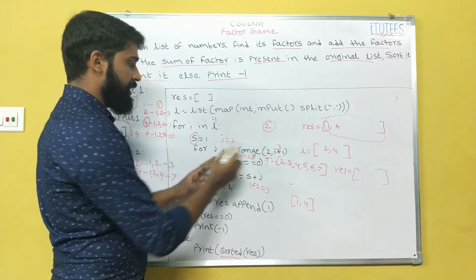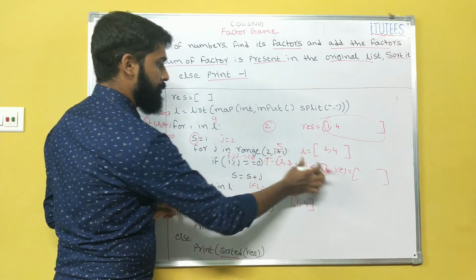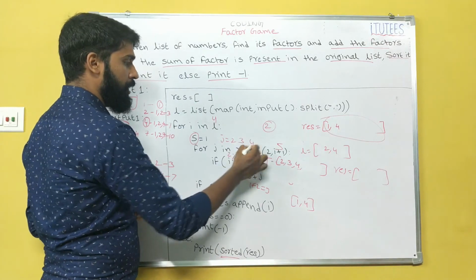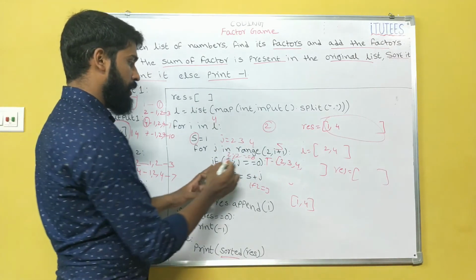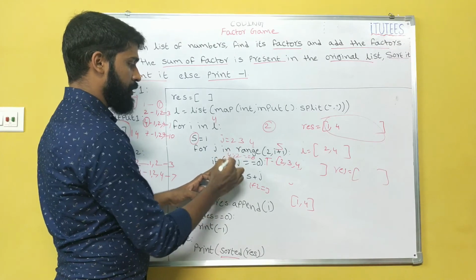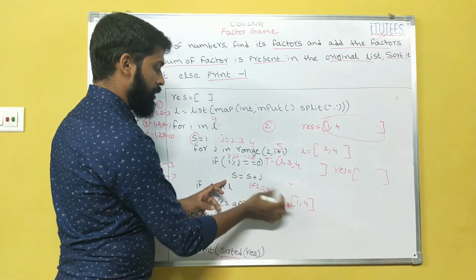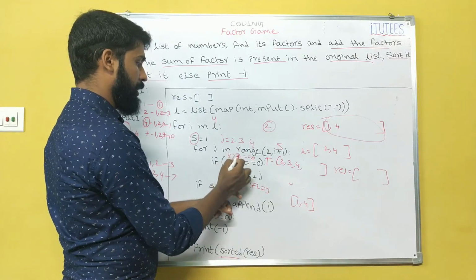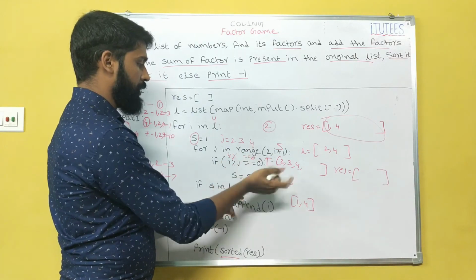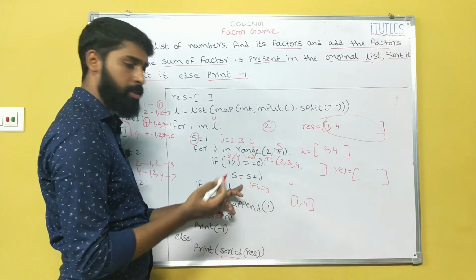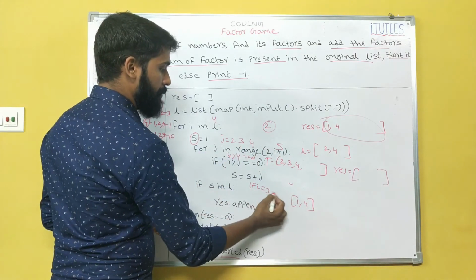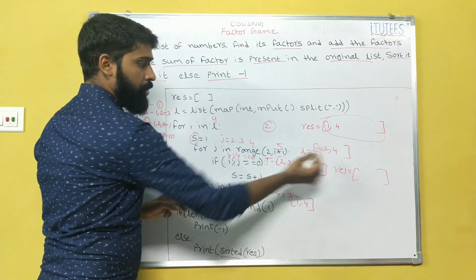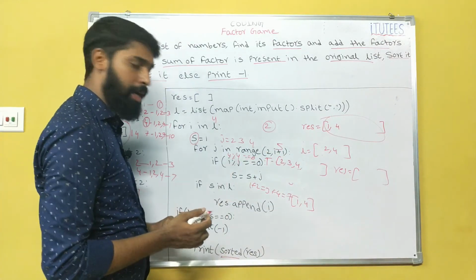S equals 1. J in range of 2, 5. That means 2, 3, 4. In the first iteration 2, second iteration 3, third iteration 4. 4 percentage 2, true. So enter into this: 1 plus 2 equals 3. In the next iteration 3, it is false. In the next iteration, 4 percentage 4 equals 0, so 3 plus 4 equals 7. 7 in L? No. So it is not appended to RES.